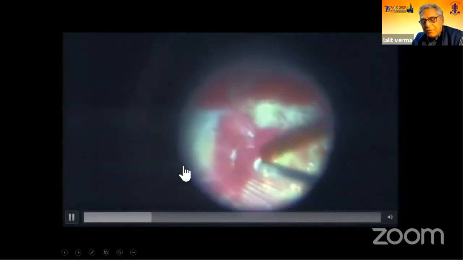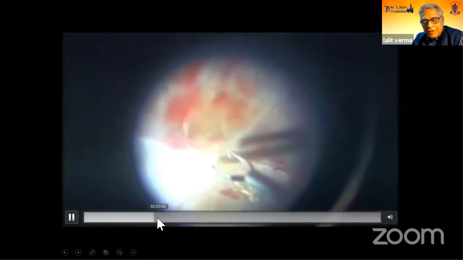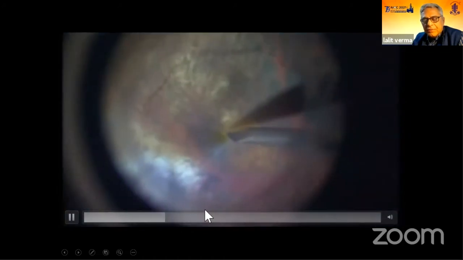A lot of times nowadays we can get away with these cutters only, small gauge cutters. All these membranes can be shaved away, and even this blood can be taken out in these patients. So very easily you can then clear them with the cutter, and then laser all these diabetics. The same patient where the membrane was removed all across the macula.